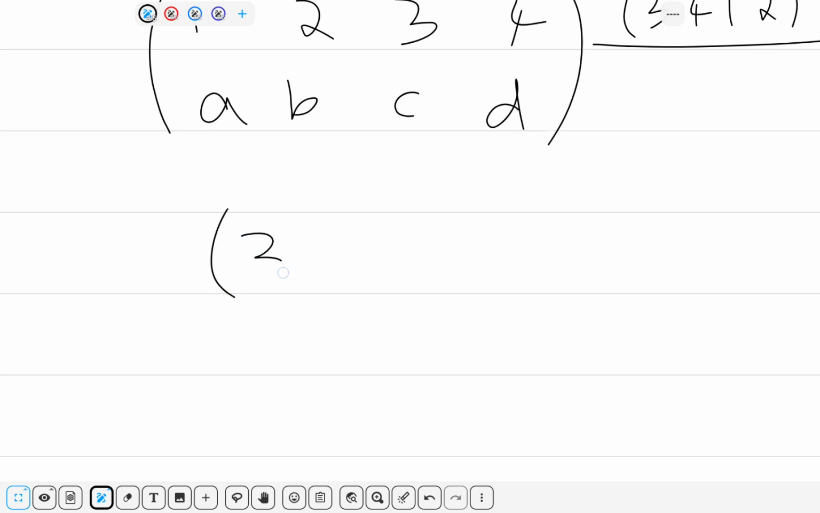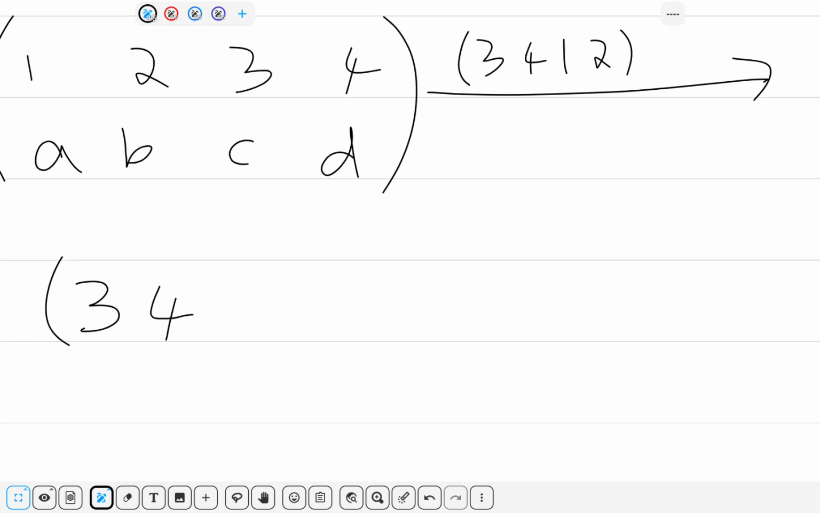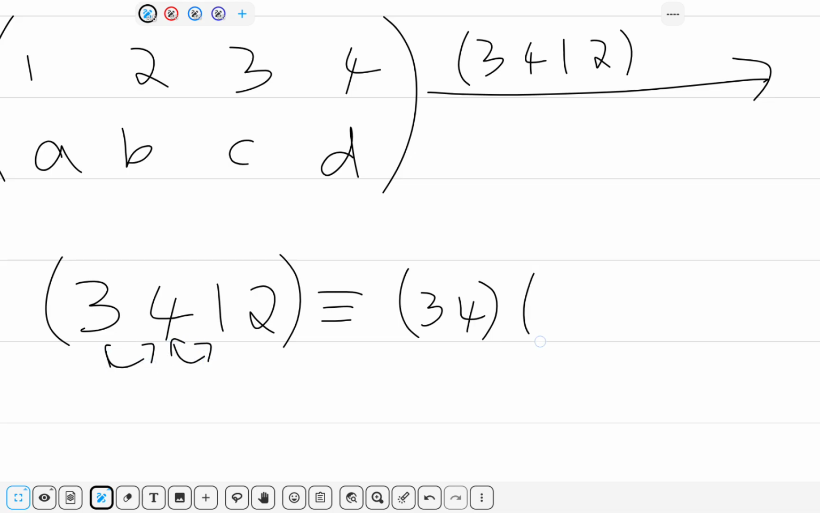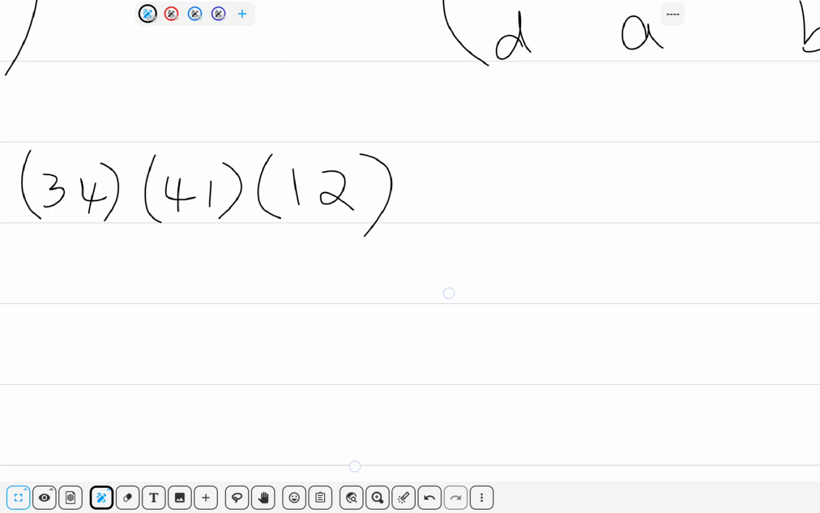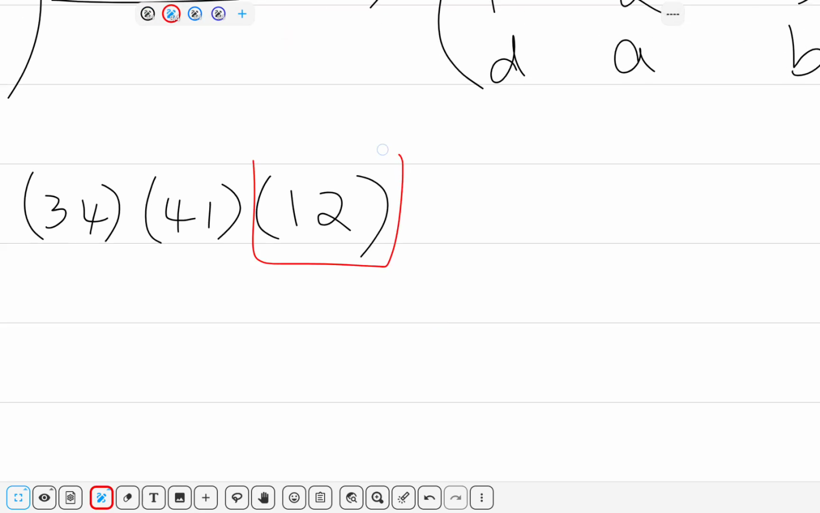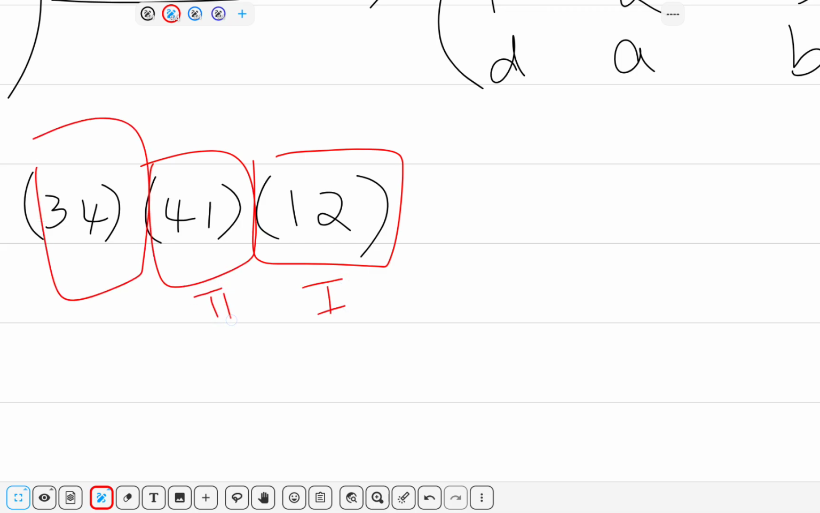Let's make things more complicated, because we can. This 3412 can actually be written something like this: 3 4, because there is 3 4, then there is 4 1, right? So you write 4 1, and then finally there is 1 2. What I mean is this: I have to go one by one. I will first do this, then I will do this, then I will do this. This is first, this is second, this is third.